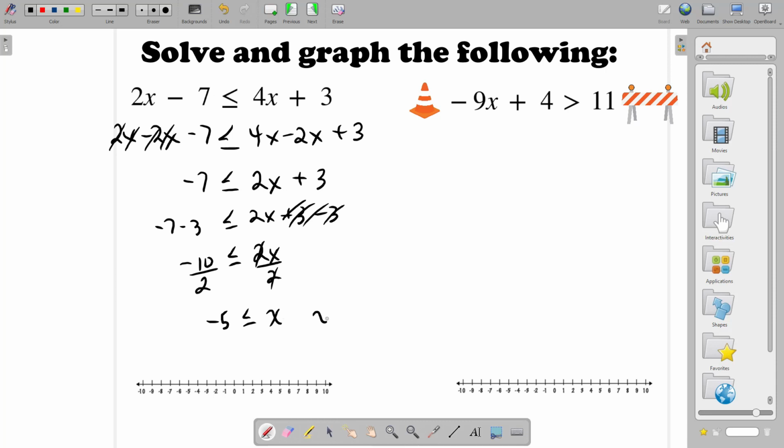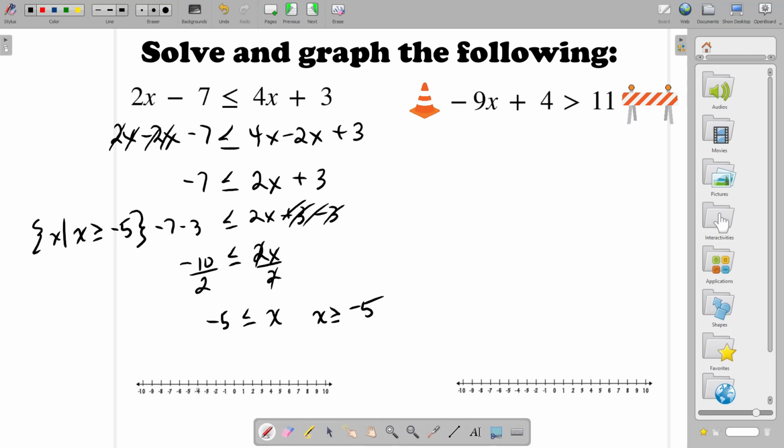This can also be written x is greater than or equal to negative 5. We typically like to write inequalities with the variable on the left and the constant amount on the right. In set builder notation, the set of all x such that x is greater than or equal to negative 5.